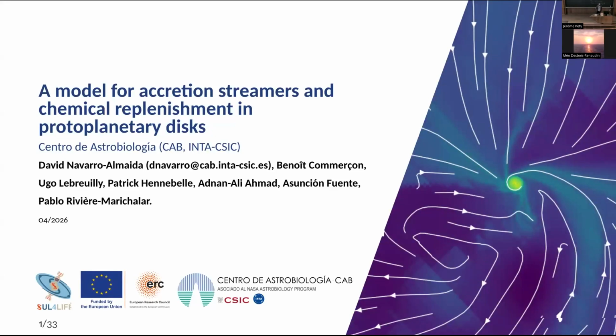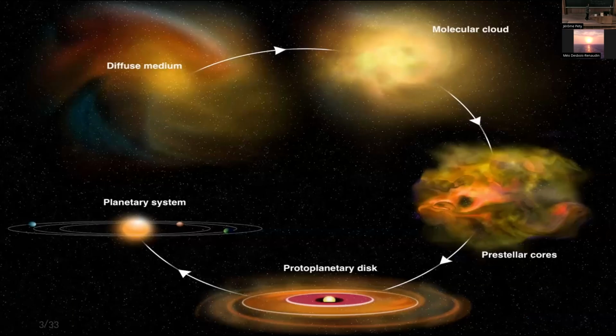In this talk, I'm going to describe what could be, let's say, a toy model for streamers, and study their chemical impact in the protoplanetary disk to which they are accreted. Before that, I wanted to go to the basics, that is the star formation process, to highlight the process of accretion during all these stages. It happens in all the stages and in all the scales.